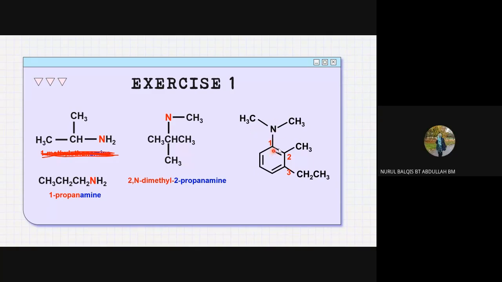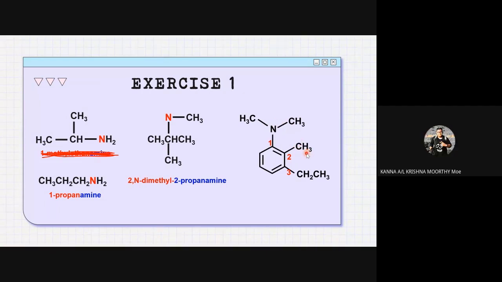Aniline. Okay, good. On your carbon chain, we have two substituents. Are they the same between one another? Not the same. Okay, when they are not the same, there's no problem, we just follow alphabetical order. What about this one? Nitrogen, on it there is methyl. Is it the same as the one on the carbon chain earlier?